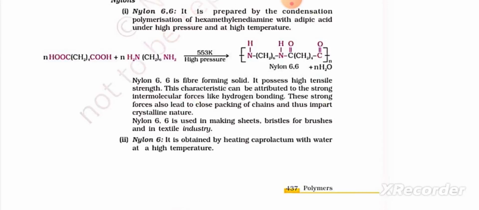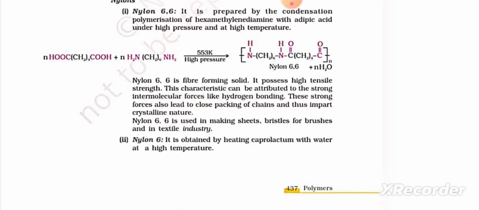Nylon 6,6 is a fiber forming solid. It possesses high tensile strength. These characteristics can be attributed to the stronger intermolecular forces like hydrogen bonding. These strong forces also lead to close packing of chains and thus impart crystalline nature. Nylon 6,6 is used in making sheets, bristles for brushes and in the textile industry.